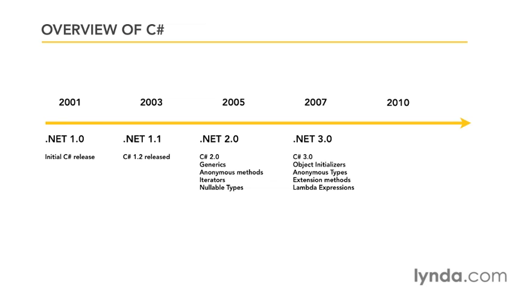And then that brings us to 2010, which was when the .NET 4.0 framework was released, and along came C Sharp 4.0, with things like dynamic binding and named and optional arguments. And as you may have detected by now, a bit of a pattern. We will be looking at some of those later on in the course.